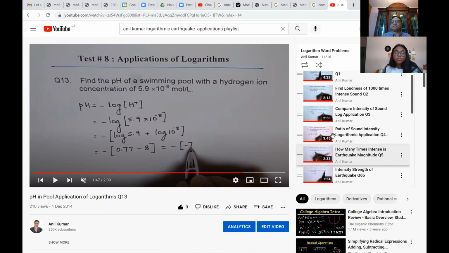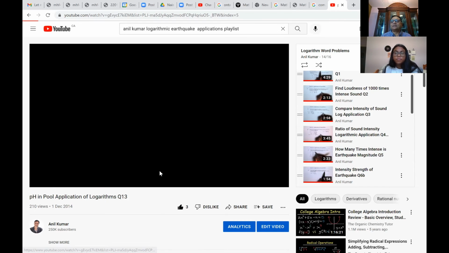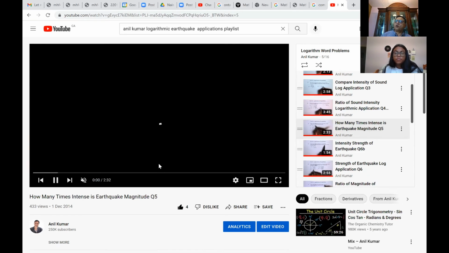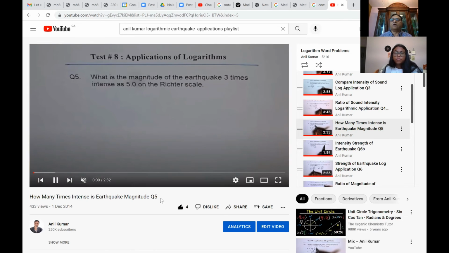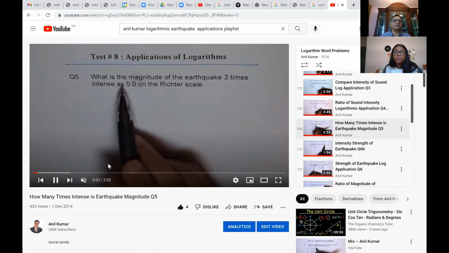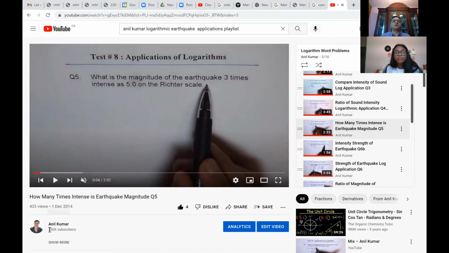Now let me take some more examples. We'll talk about the intensity of an earthquake. That is a very common and popular question in any test on logarithms and exponential functions, right? So have a look at this particular question. Can you please read it? What is the magnitude of an earthquake 3 times as intense as 5.0 on the Richter scale?